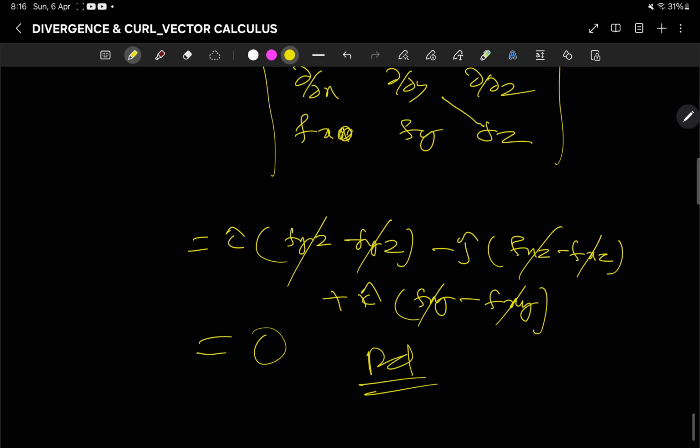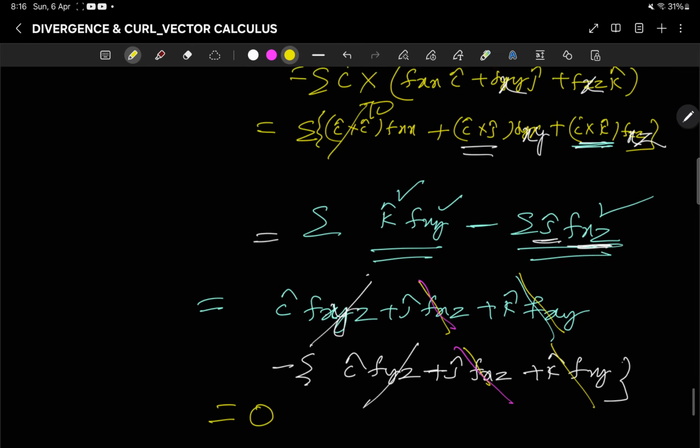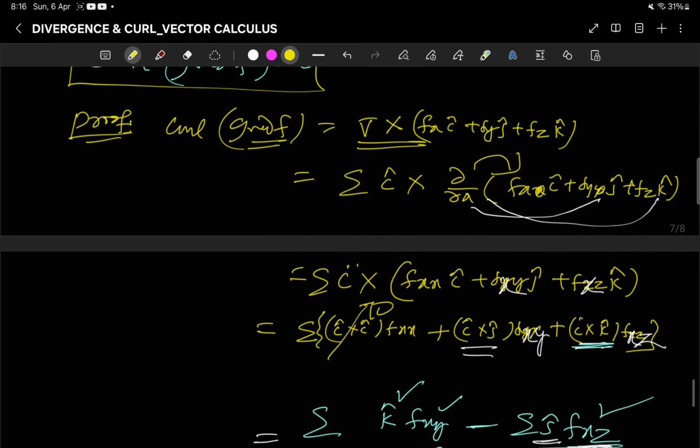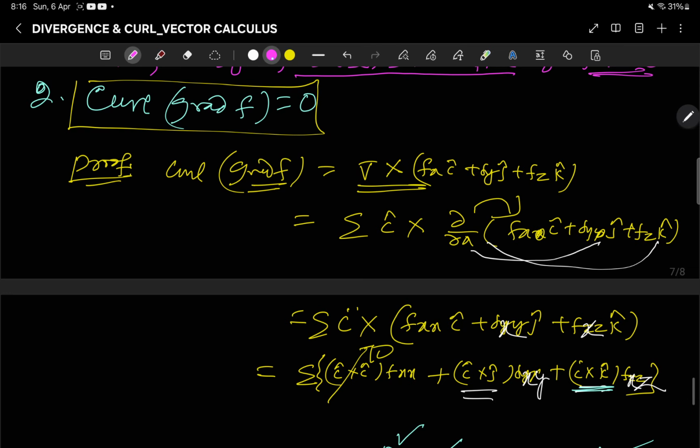Now this indicates a conservative field. Curl of grad f is equal to 0 means this is a conservative field.